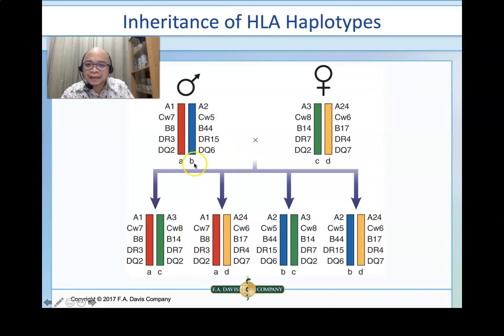If AB comes from the father and CD comes from the mother, the possible combinations are AC, AD, BC, BD. So even if you are sisters or brothers, siblings in general, there is still a possibility that you may not inherit the same haplotype. Unlike twins, because the haplotypes would be the same. You inherit the same haplotypes, each from the mother and from the father.